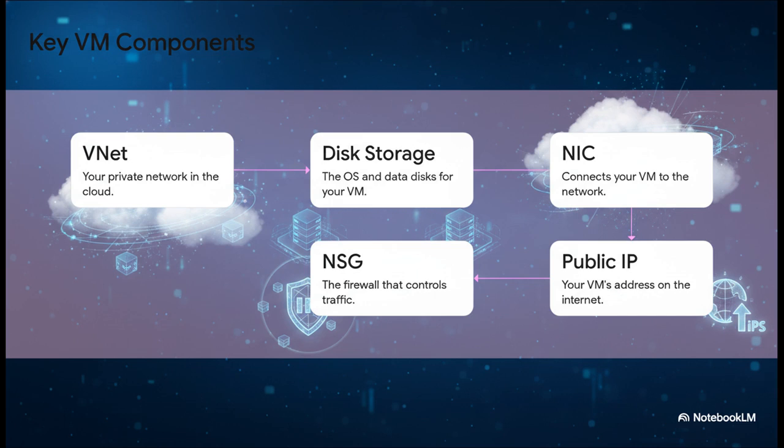The network interface, or NIC, is like your front door. It connects you to the whole neighborhood. Your public IP is just your street address, so people can actually find you. And maybe most importantly, the Network Security Group, or NSG, acts as your fence and your security guard, checking absolutely everything and everyone that tries to get in or out.